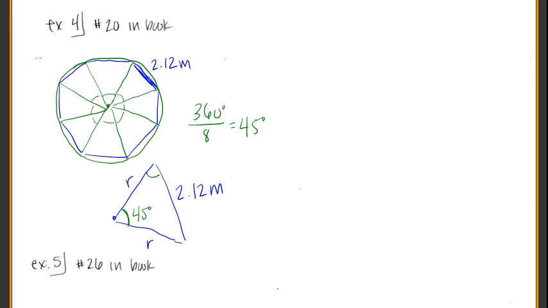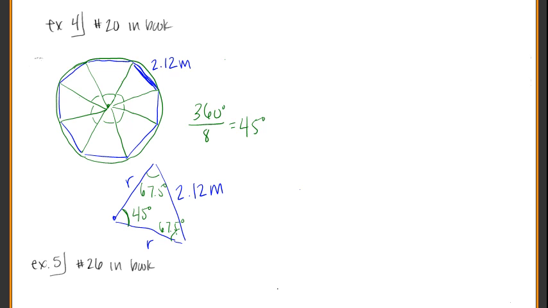I can easily get the other two angles, because the interior angles of a triangle add up to 180. If I subtract the 45 that I know, that leaves 135 degrees to work with. These two angles have to be equal because the sides opposite them are both radii. So this one is 67.5 degrees, and that one right there is 67.5.